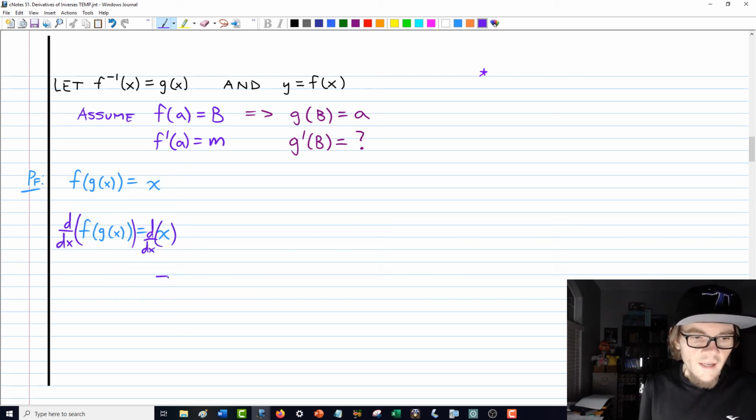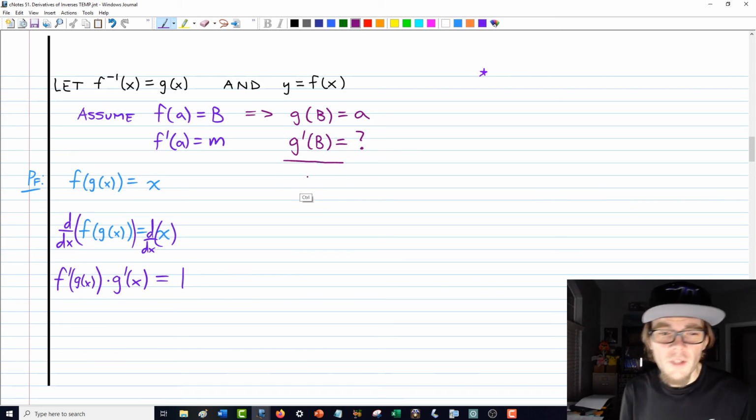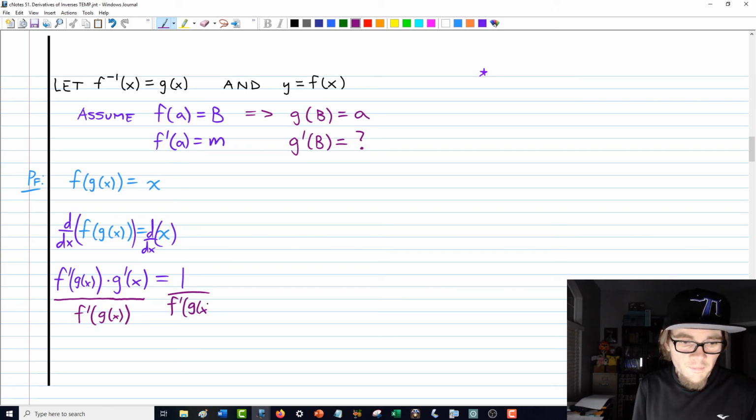So on the right, that's just equal to 1. That's a linear function. On the left side, though, we have the chain rule. That's going to be f prime of g of x times the derivative of the inside, which is g prime of x. And now as you can see right up here, we're trying to find some information about g prime of b. So I'm going to try to isolate g prime of x. So what that means is I'm going to divide both sides by f prime of g of x. So I'm just dividing by the remnants, whatever's left on there.